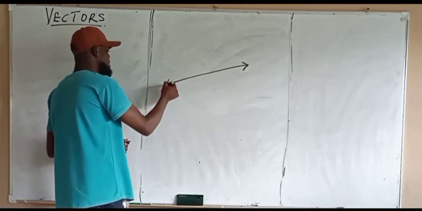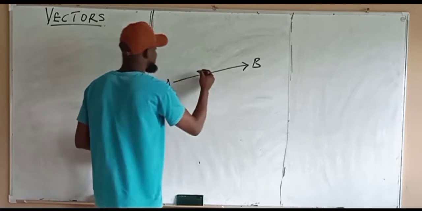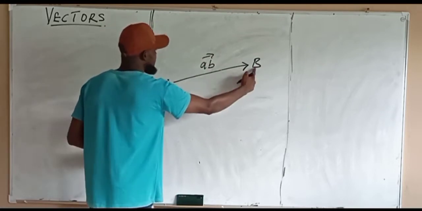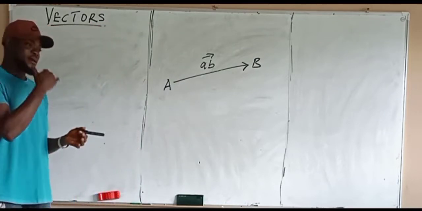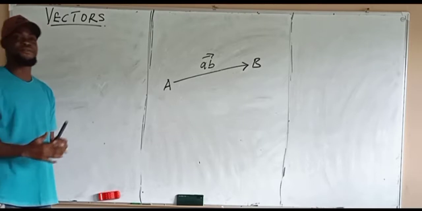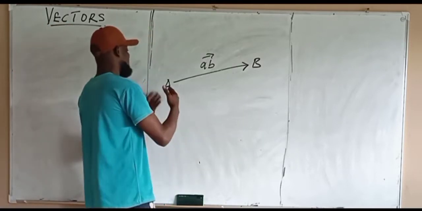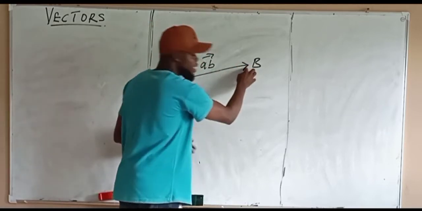So if I label this place A and I label this place B, and I want to call this vector, I will say this is vector AB. That's how I'm going to declare it. It's not vector BA, because BA and AB in terms of vectors are not the same. Take note of that one. Very, very important. So this one is vector AB because it's moving from A to B, as shown by this arrowhead.